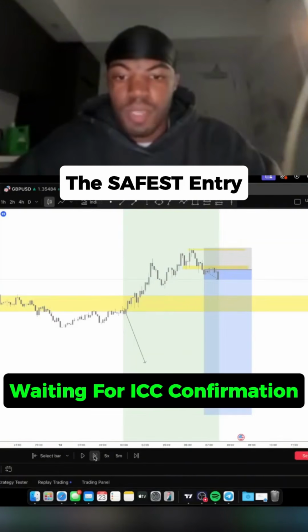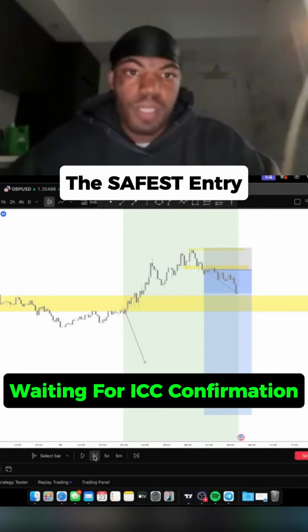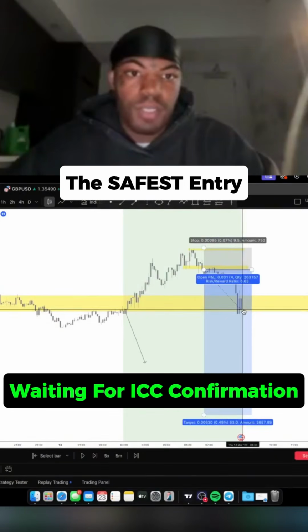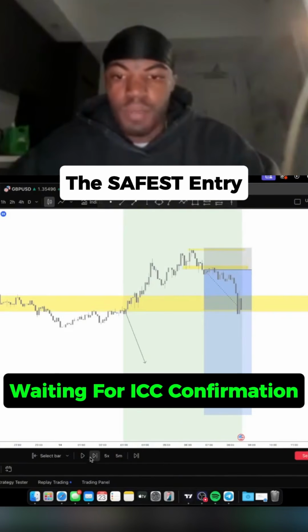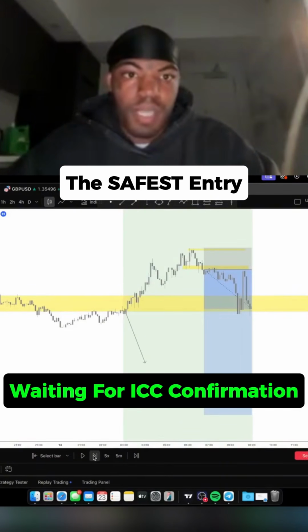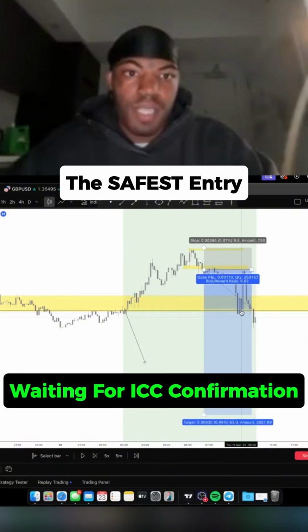So a more safer way to do it is waiting for price to come down to that level. So coming down to this level of support, once it comes down to this level of support, you're able to enter off price breaking that level. And you can see that there's a lot of volume because there's buyers sitting here. So you see that reaction towards the buyers.